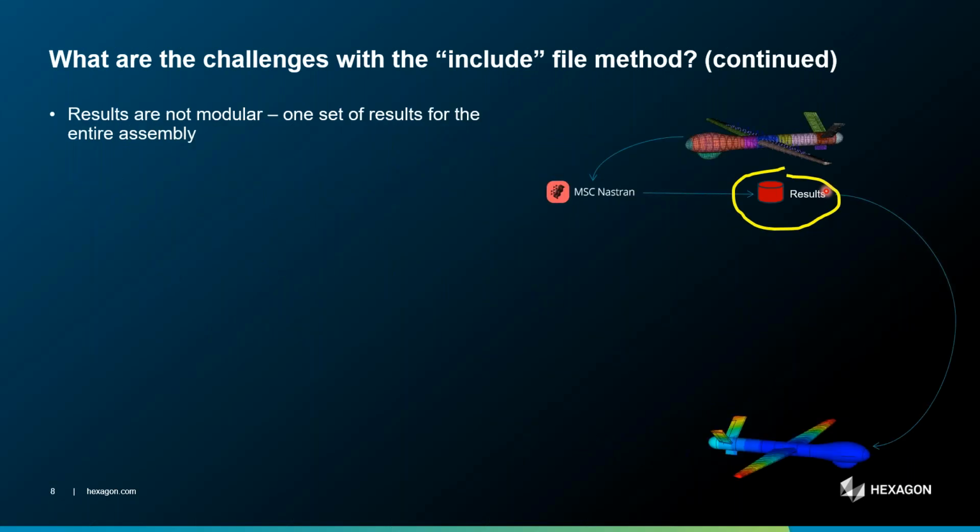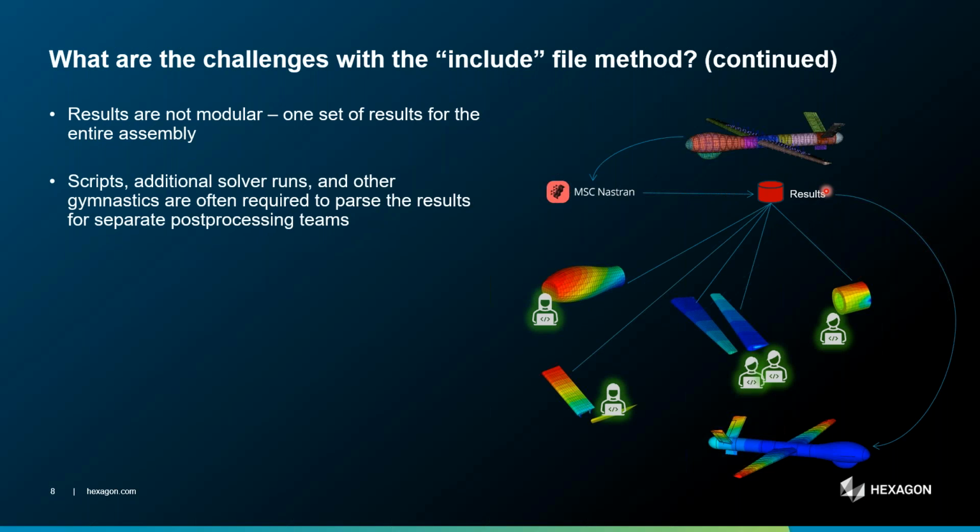Another challenge is that the results are not modular. In other words, you get one set of results for the entire assembly. This in and of itself is not a problem, but it is an obstacle to efficiency because it would be better if the component teams just had the results that they need. Why lug around a whole big set of results that I don't need? Most companies will create scripts, create additional solver runs, or some other gymnastics to parse the results into separate files for the individual post-processing teams for each component.